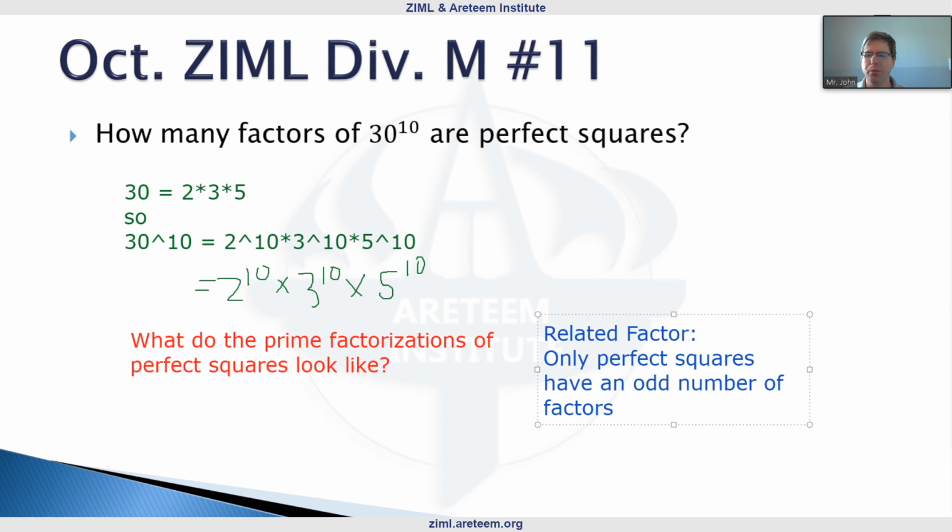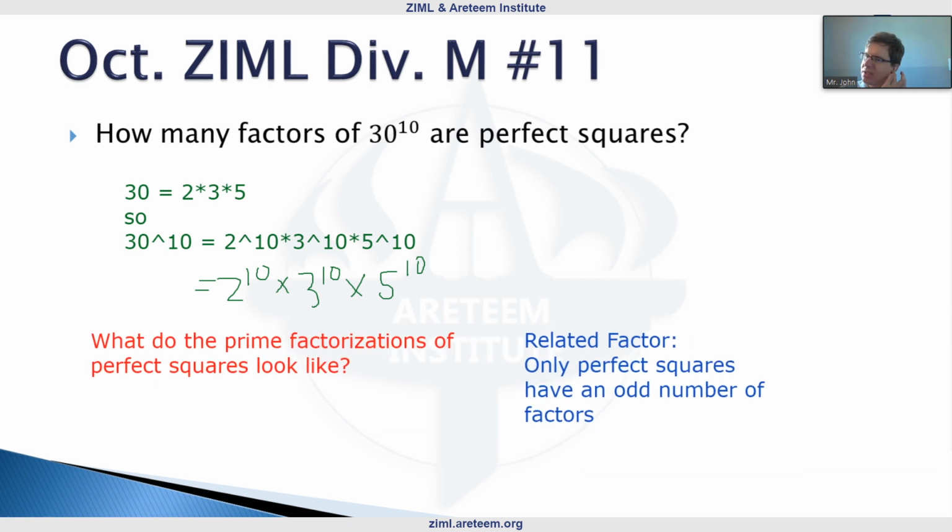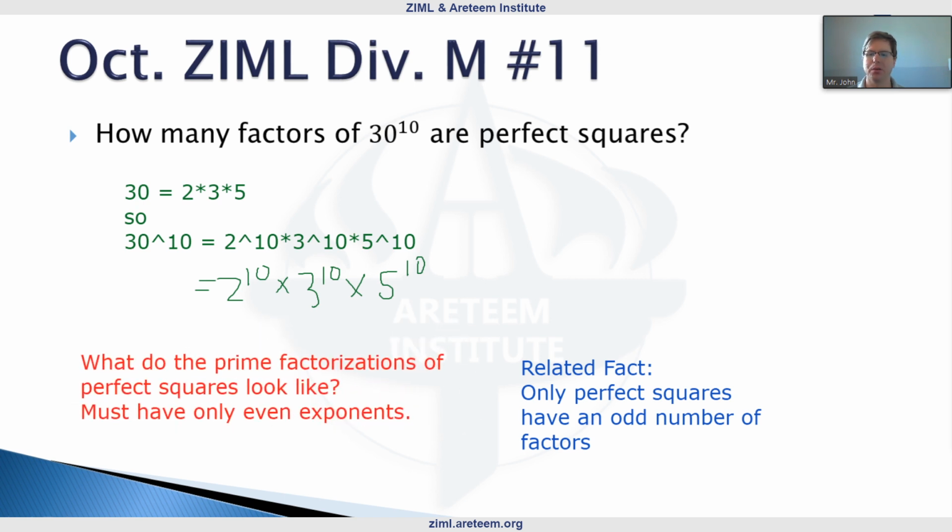So if we're thinking about what the prime factorizations look like, everybody knows that it has to have all even exponents. What is the reasoning for that? We're talking about even exponents because we have squares. So what's the square root of 5 to the 4th power? It's 5 squared. As long as you have even exponents, you can always take the square root, so that's good to think about there.